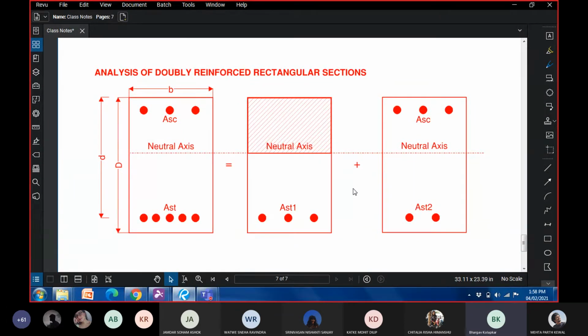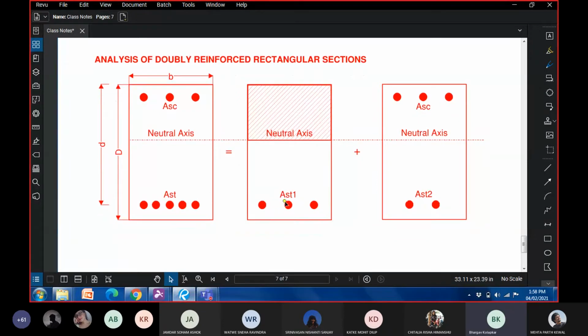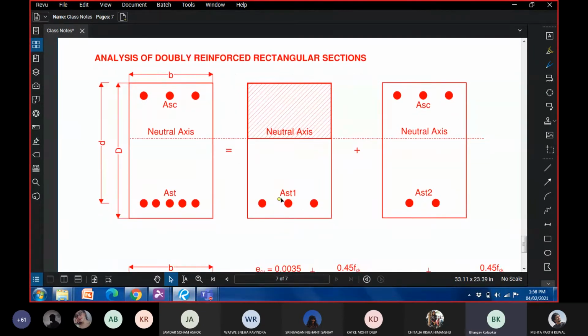So we are looking at this section as a combination of a singly reinforced section with concrete resisting all the compression force, which is balanced by some amount of steel, say Ast1, plus an imaginary section consisting of compression steel and tension steel, say Ast2.